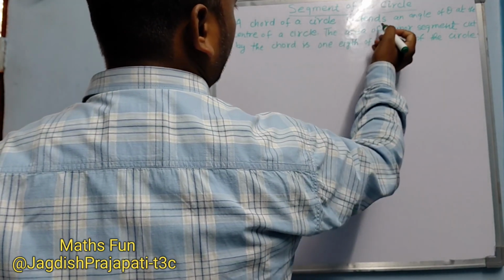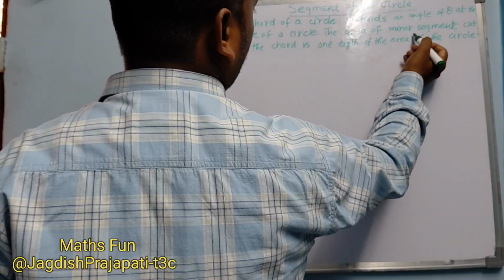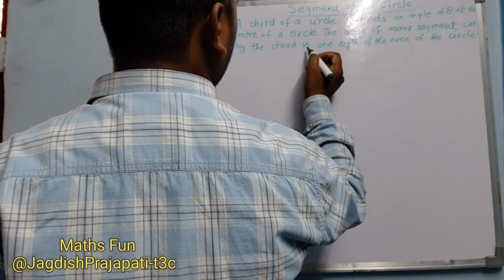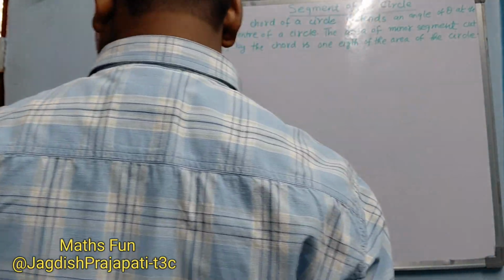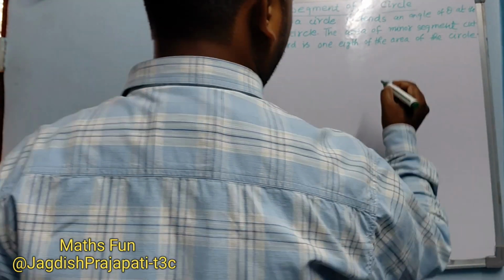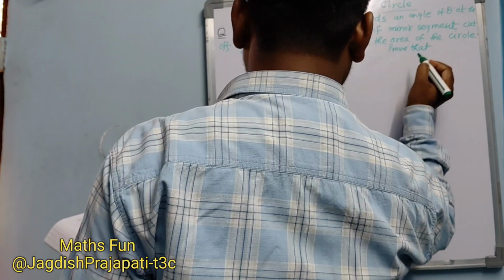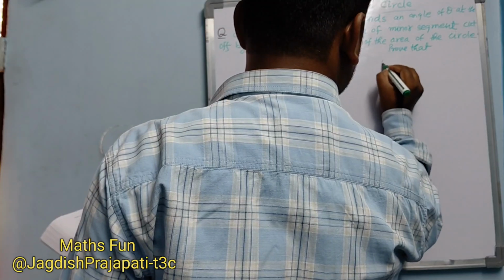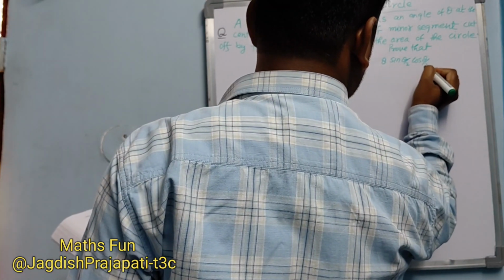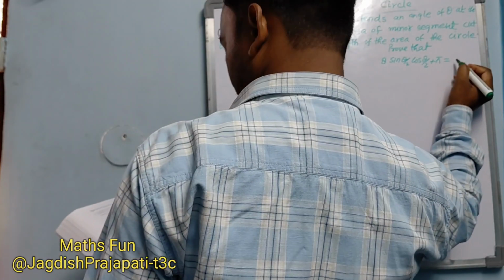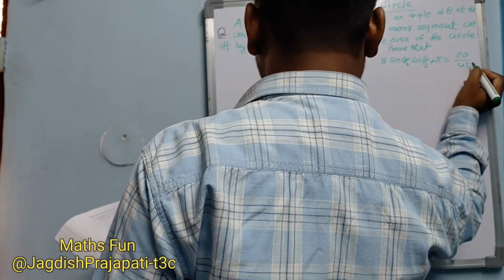A chord of a circle subtends an angle of theta at the center of a circle. The area of the minor segment cut off by the chord AB is 1/8 of the area of the circle. Then we have to prove that 8 sin theta by 2 cos theta by 2 plus pi equal to pi theta by 45.